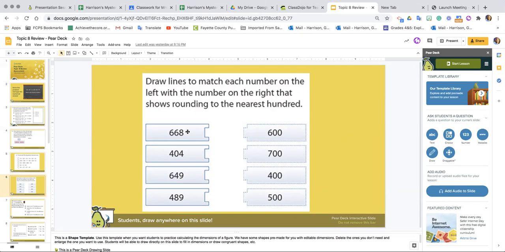And we have to think about what is at the midpoint, 650. If it's bigger than 650, then of course it rounds up. So that's the strategy to use. Think about how many hundreds. Always look to see what they're rounding to.